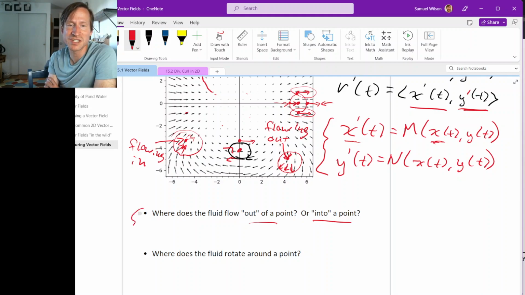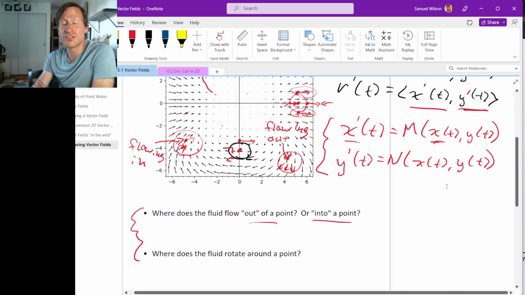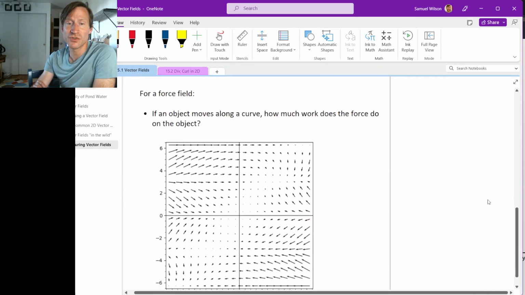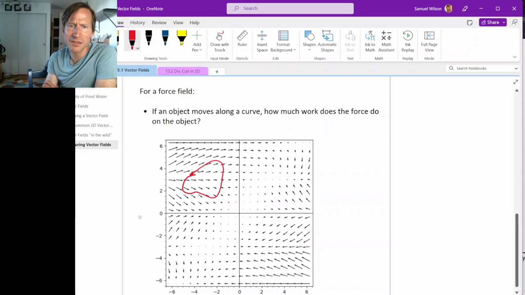So these are some interesting fluid flow examples of questions we might want to answer, or things we might want to calculate. If we think of this vector field as a force field, then things get even more interesting, because for some vector field, we might want to ask, as an object moves along a curve, say maybe like this, how much work does the force do on this object? This particular path sort of closes up on itself.